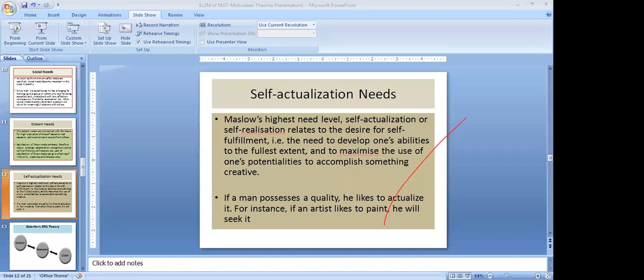Or a poet likes to write music, just as a player would love to show his skill in the game, and so on. In other words, a man wishes to become what he's capable of becoming. This desire for self-actualization can be seen in some certain groups of people.